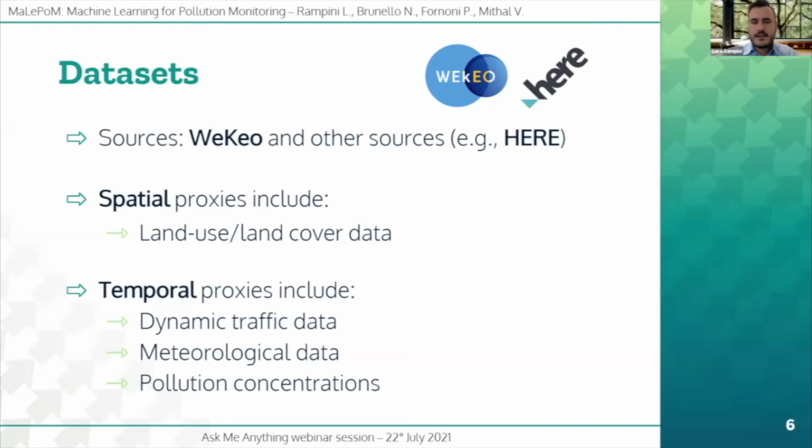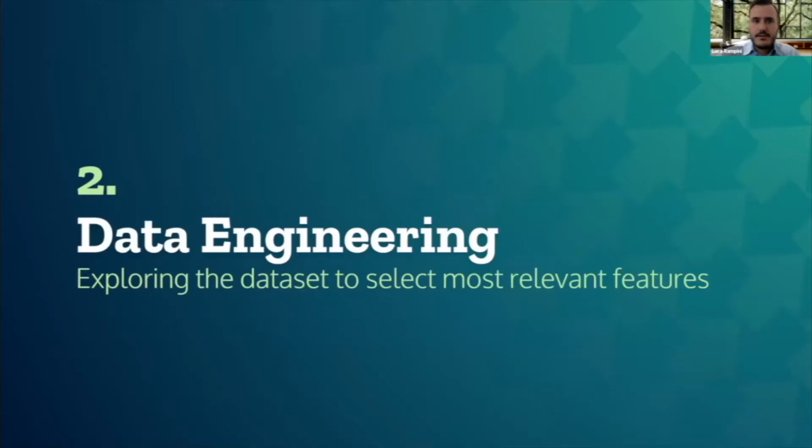We have basically 2 types of data. The first one are spatial proxies, which include basically the land use, the land cover data, and the human settlements related data. Then we have the temporal proxies. In particular, we have traffic data, meteorological data, and pollution concentrations. Now for the data engineering part, I leave the stage to Paolo.